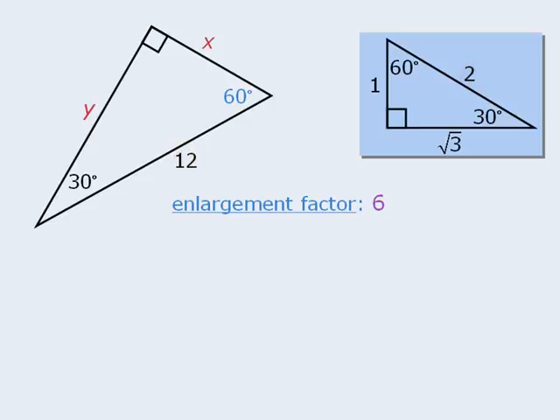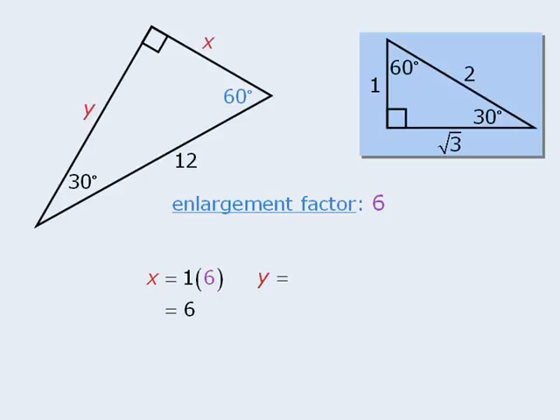Now that we know our triangle is 6 times as large as the base triangle, we can find the values of x and y. Let's begin with x. Now x is the side opposite the 30-degree angle. On the base triangle, the side opposite the 30-degree angle has length 1. So x will equal 1 times the enlargement factor of 6, which is 6.